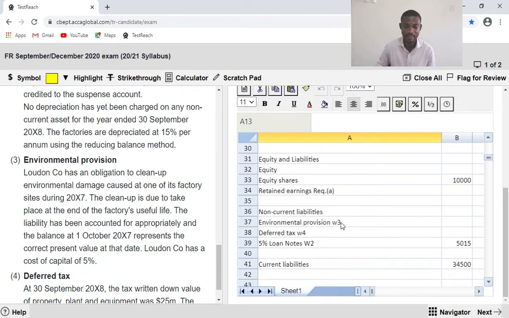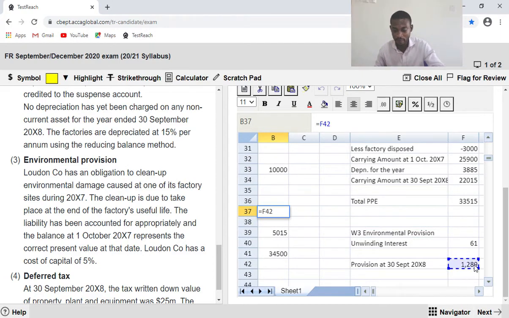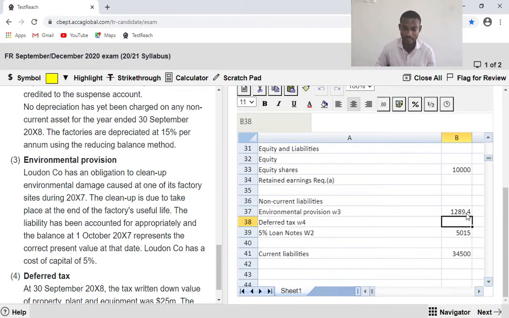Because I already have the provision here, I'll say equal to, then I'll go to the workings. And here it is. I'm going to pick it. And there you have it. Again, you just have to round it up to the nearest 1000. Very simple to do that.